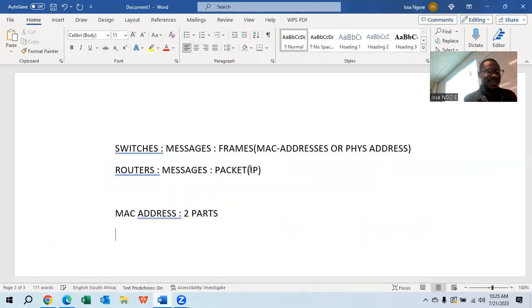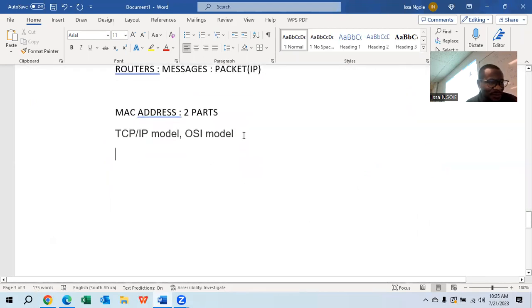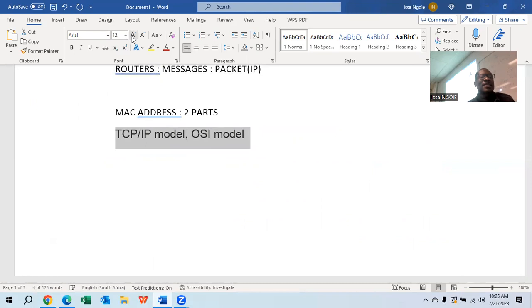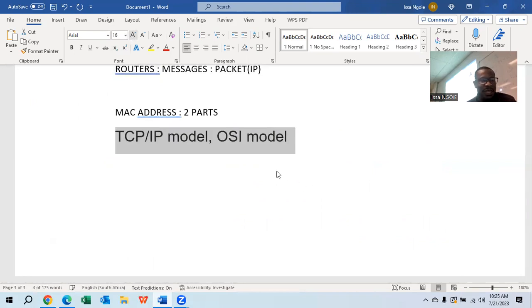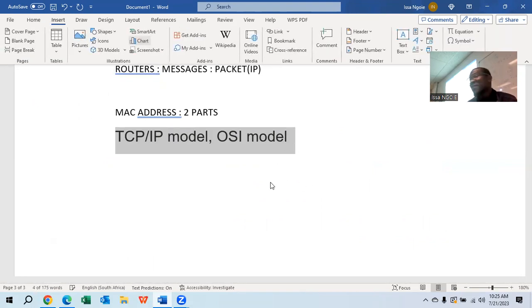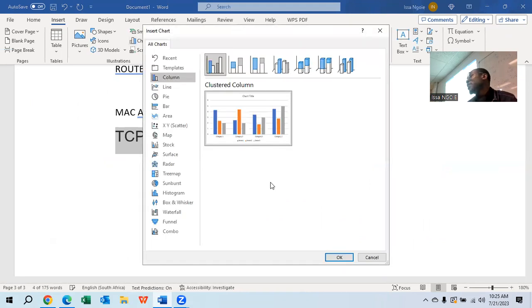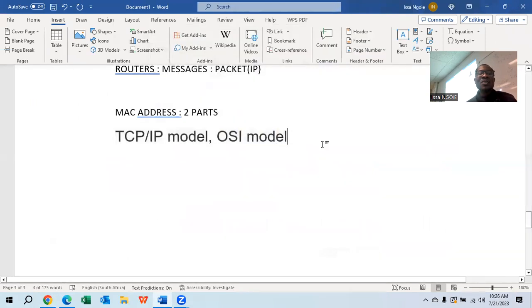Okay, let's talk about those two concepts, the TCP/IP models. I'm going to start first with the OSI model, and I'm going to finish up with the TCP/IP model. Don't take the longer definitions from the book or the internet, because that longer definition will run away from where?